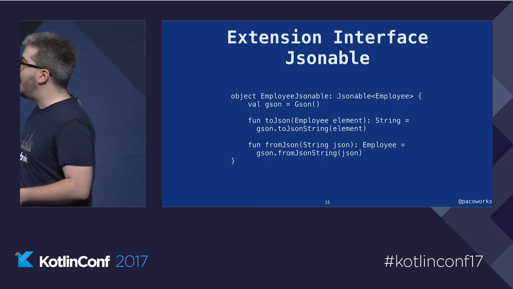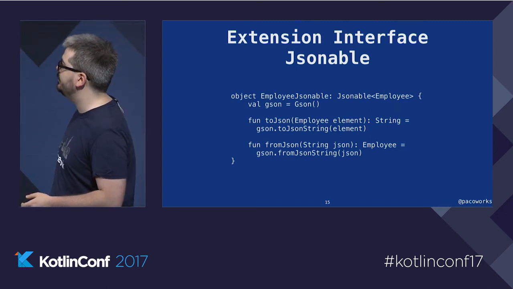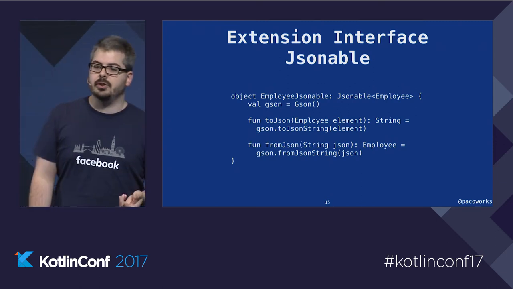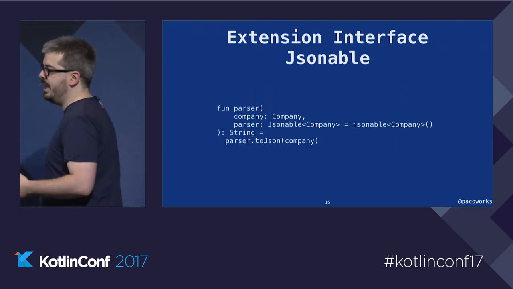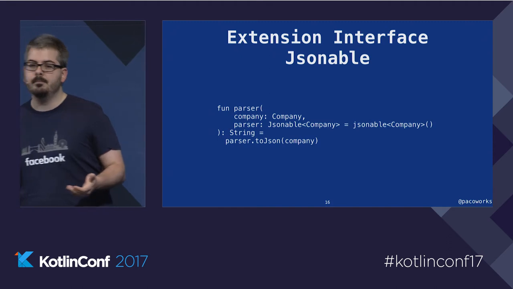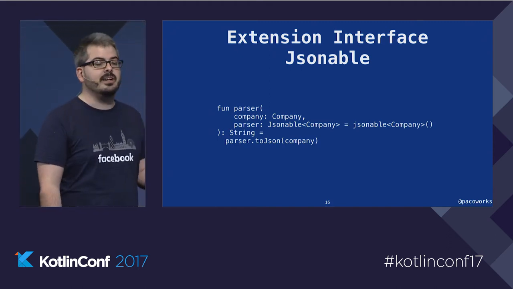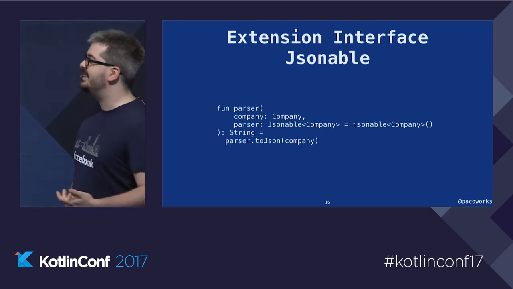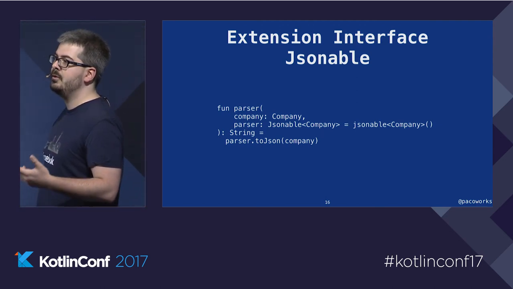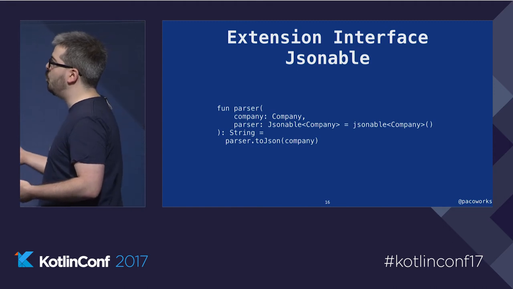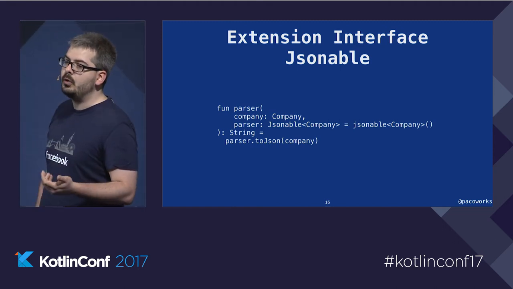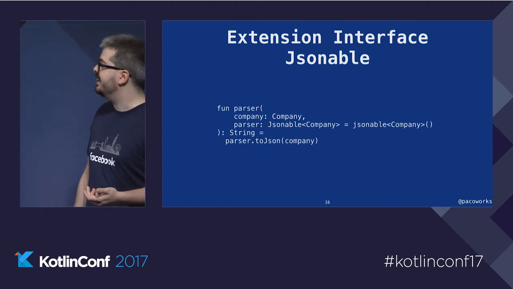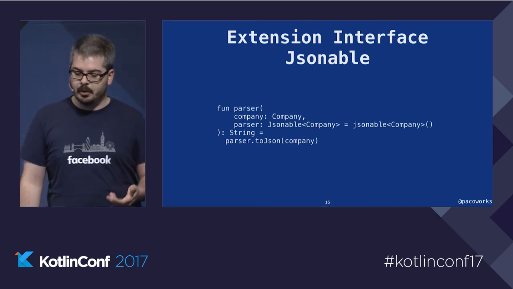So how do we use this JSONable class? We're going to create a function that is called a parser. The parser is going to take a Company, and then it's going to take the actual JSONable parser coder. That means that I'm able to use default parameters with generic types to do the lookup for that specific instance of JSONable that corresponds to Company.